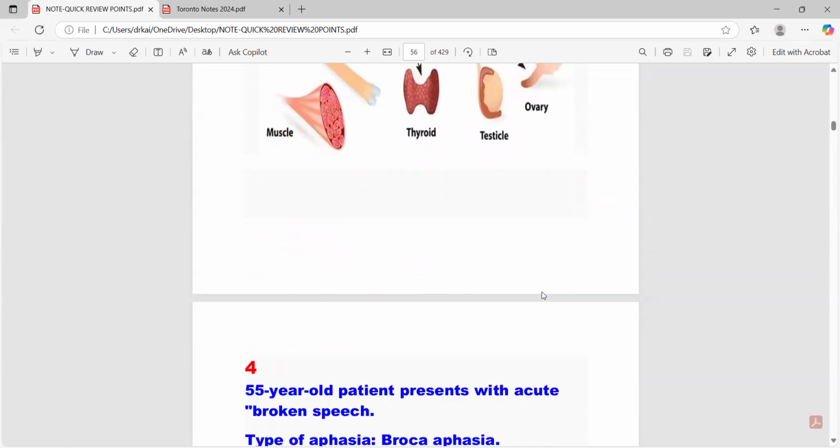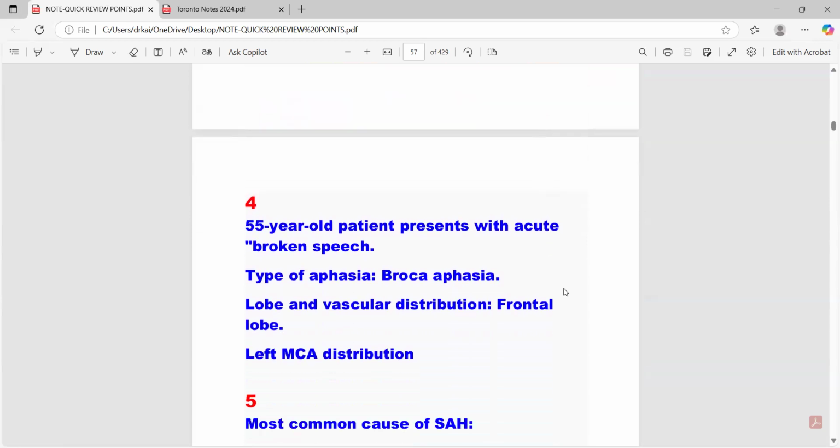So you can see a little bit of a picture from here. Then a 55-year-old patient presents with acute broken speech. The type of aphasia is Broca aphasia. It is very unlikely they ask about this one directly. Usually they ask from a stroke point of view, like he was having a TIA or stroke, with Broca's aphasia where the patient struggles with speech. Now you have to know which artery is leading towards the stroke. They can give you MCQs like a stroke related to the left middle cerebral artery.